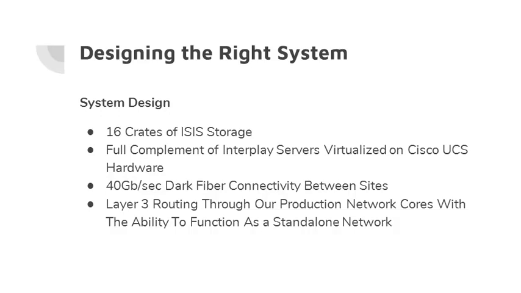The dark fiber line that you saw in that drawing, we've gone with a 40 gigabit diverse dark fiber path out of our facility to our colo facility, which basically allows for seamless sync and access to our content no matter what site you're at. And the network there basically can function as a part of our main network infrastructure, or in the event that we lose our entire facility, it can operate independently as a standalone site.